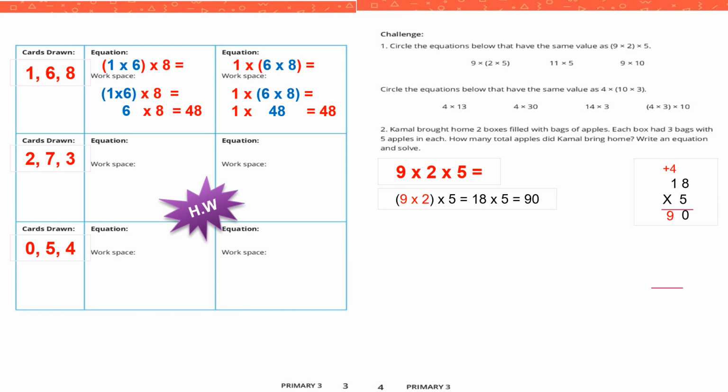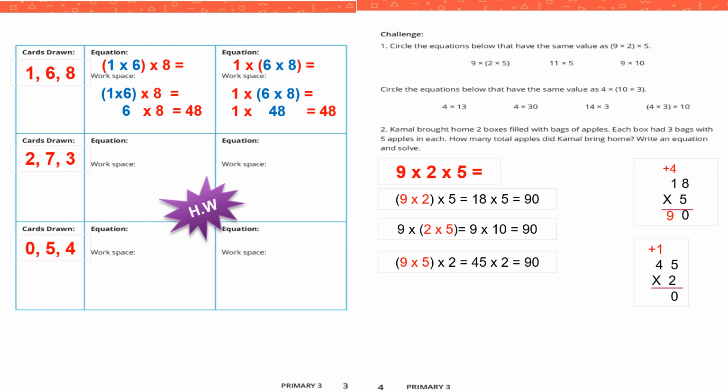In the second way, 9 times 2 times 5, I took 2 and 5 between two brackets. 2 times 5 equals 10. 10 times 9, 90. We studied it. Okay, I will take 0 out, and 1 times 9 equals 9. The third way, I'll take 9 times 5 between two brackets, then I will multiply by 2. 9 times 5, 45. 45 times 2, 90.